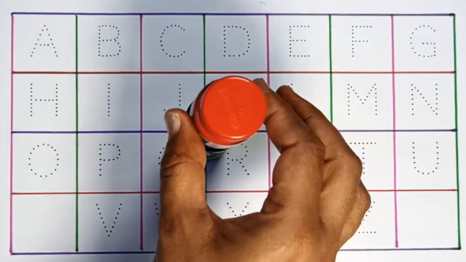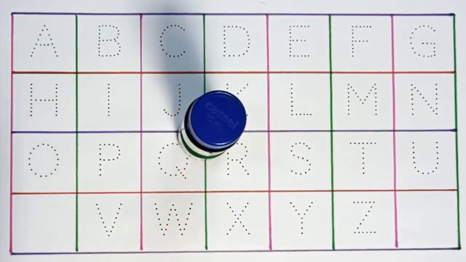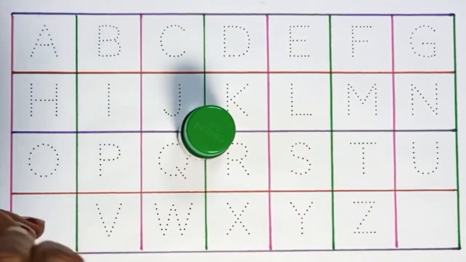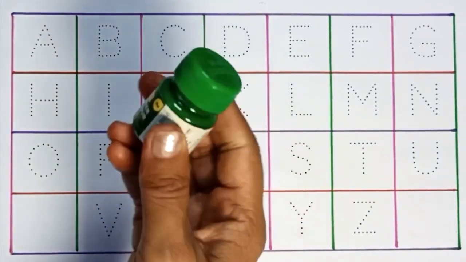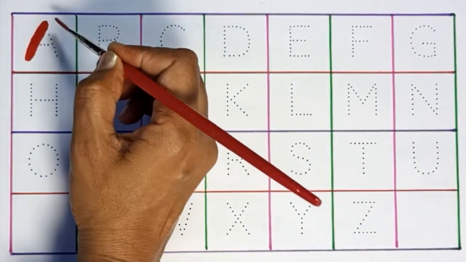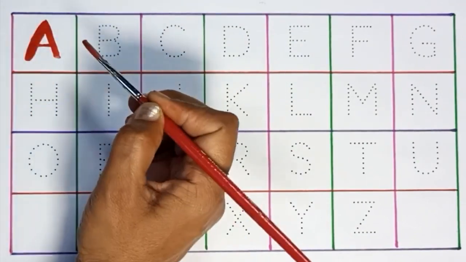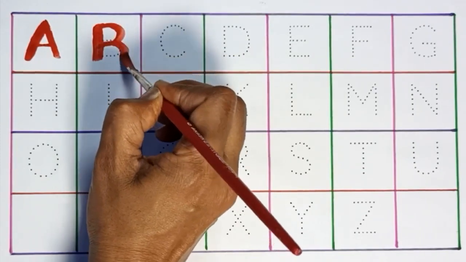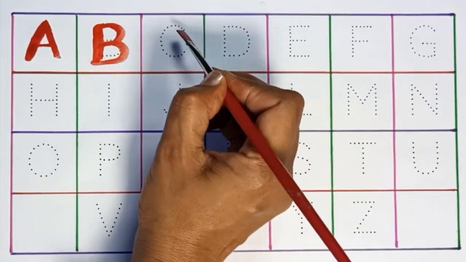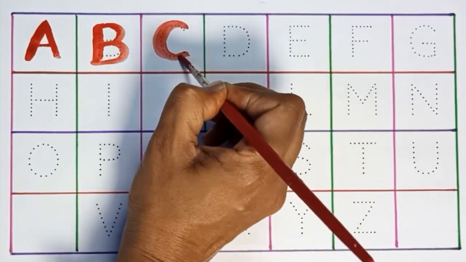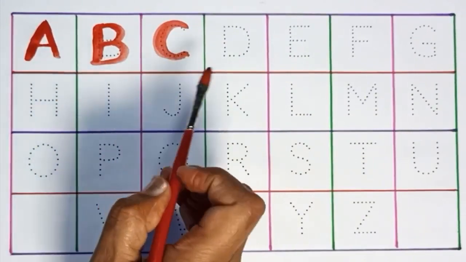Red color, blue color, green color. A, A for apple. B, B for ball. C, C for cat, red color.